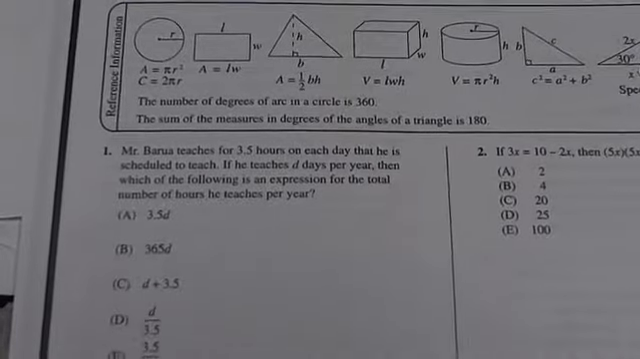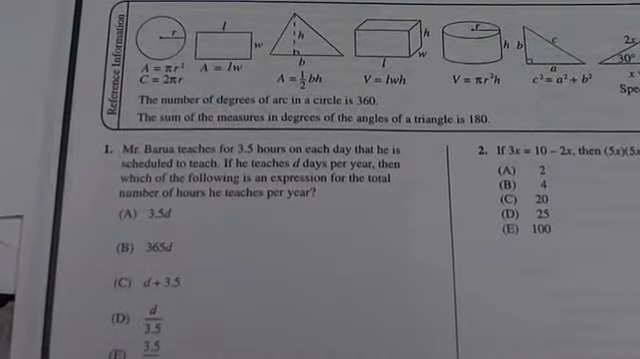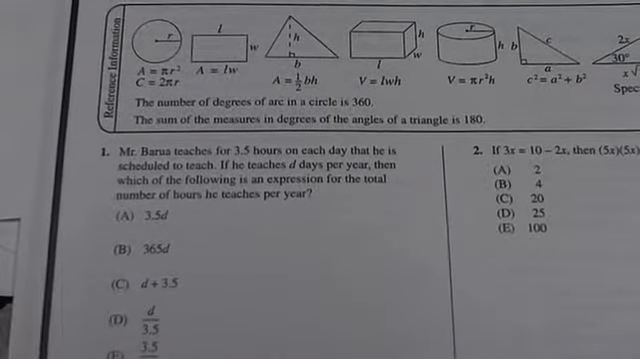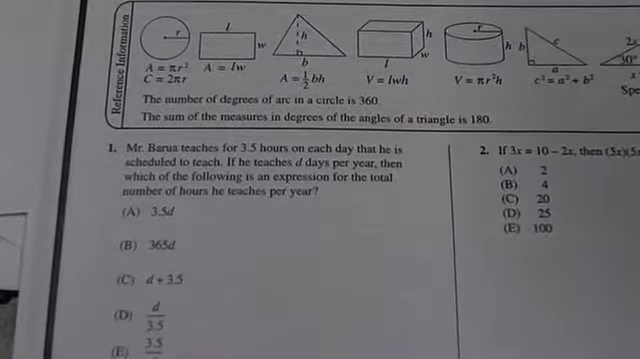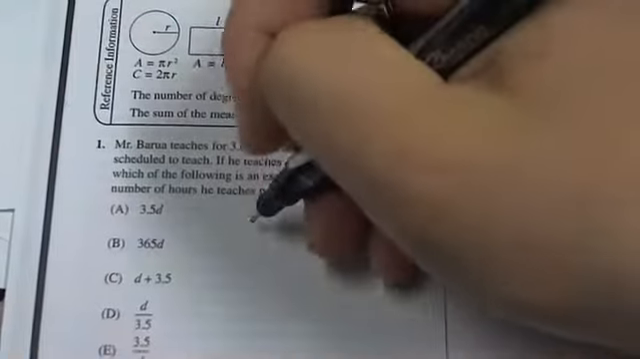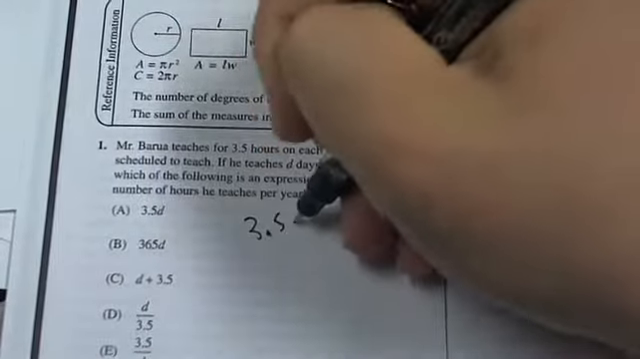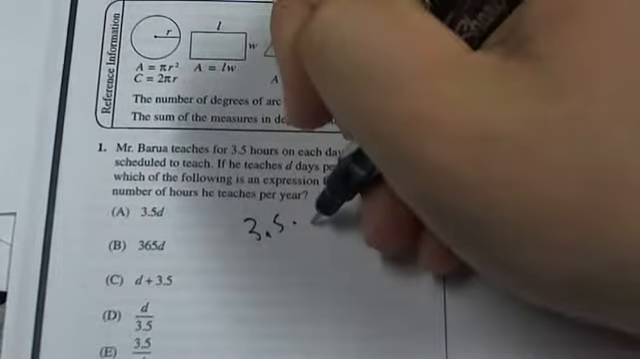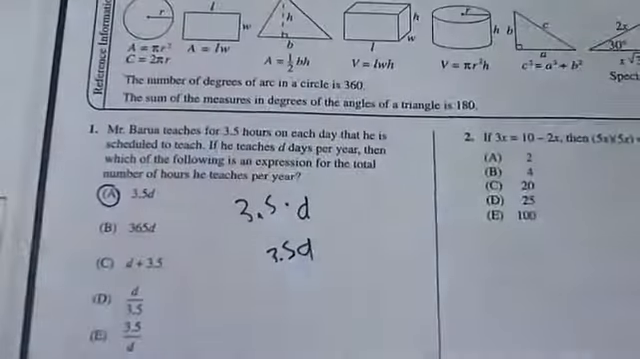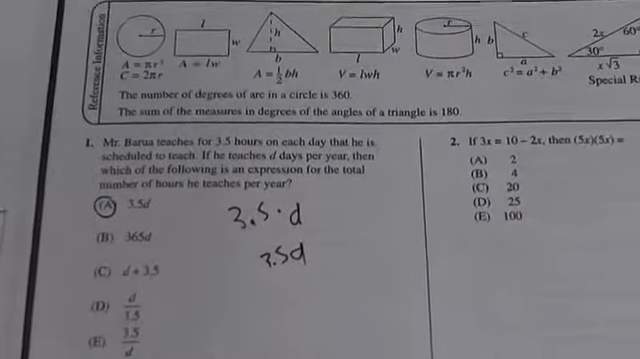Number 1, Mr. Burrow teaches for 3.5 hours on each day that he is scheduled to teach. If he teaches D days per year, then which of the following expressions is the total number of hours he teaches per year? Well, this is just simple. It's 3.5 per day. How many days does he work? Well, D days, so it's 3.5D. Like I said, the first couple, 5 or 6, are always the easy ones.